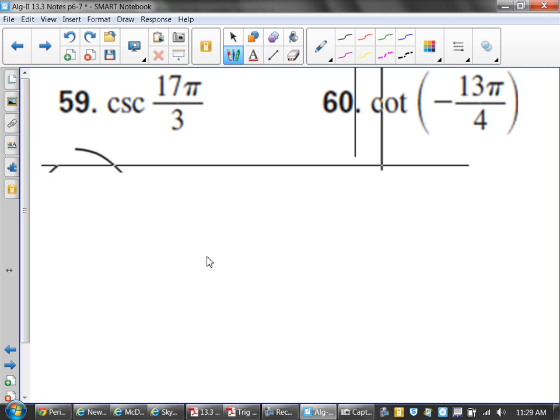Cosecant is the inverse of what? Sine. Yep, cosecant is the inverse of sine. 3 goes into 17 5 times, and there are 2 left over. See if I can do this correctly. 1, 2, 3, 4, 5. 2/3 is here.